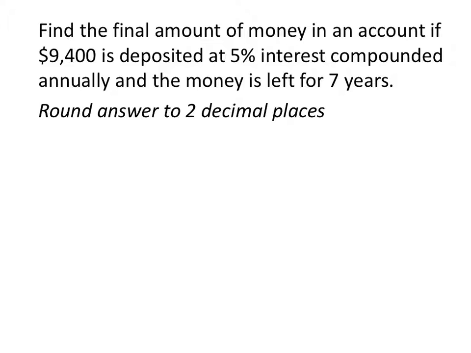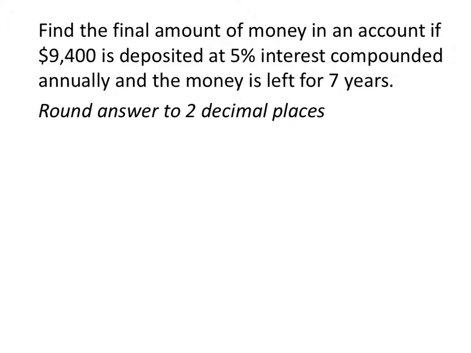Find the amount of money in an account if $9,400 is deposited at 5% interest compounded annually, and the money is left for 7 years. Round answer to the nearest 2 decimal places. We definitely need a calculator on this one because we're going to use multiplication of that percentage right there. And I'm going to do this a long way, and hopefully that will reveal a short way to do it.